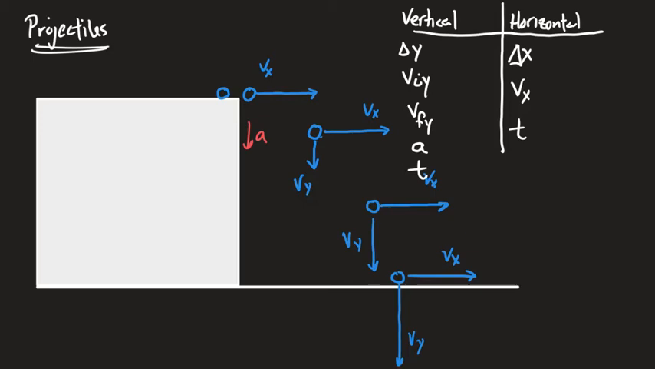Here's the crux. Those two have to be the same. It moves sideways for the same amount of time it moves up and down. All projectiles, that's the thing. You solve for time on one side and you use it on the other side.